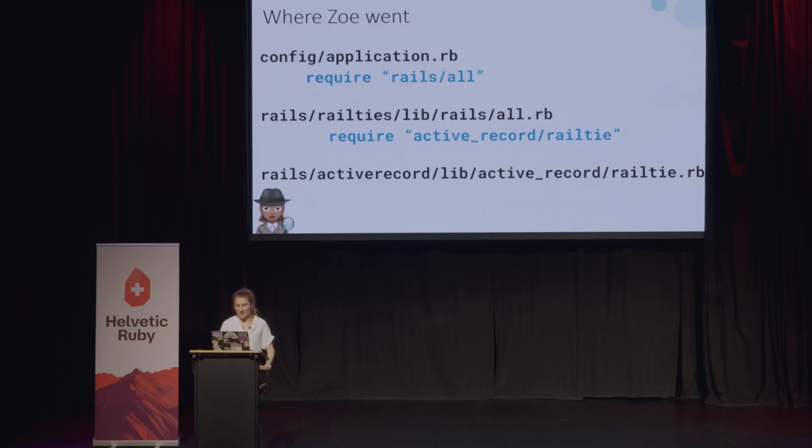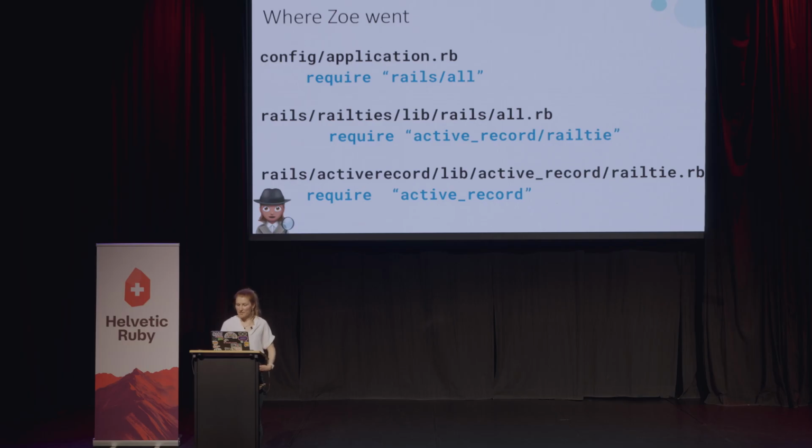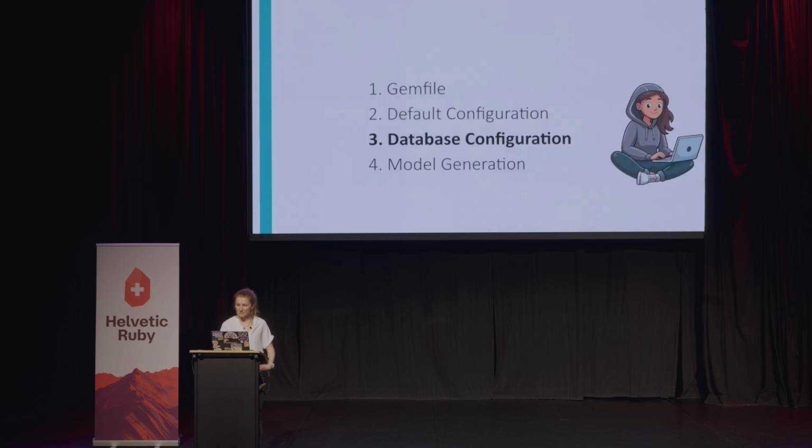Still in the Rails source code, Zoe followed the trail into ActiveRecord's railtie file. Inside that file, Zoe saw require ActiveRecord. This means, now that ActiveRecord is wired into Rails, go ahead and load its core functionality, the models, the query methods, the validations, everything that makes ActiveRecord ActiveRecord. By having the line require Rails all in application.rb, Zoe is loading ActiveRecord and loading all the Rails-specific setup it needs to work properly inside of her Rails Girls app. Surprise, she's already halfway through.